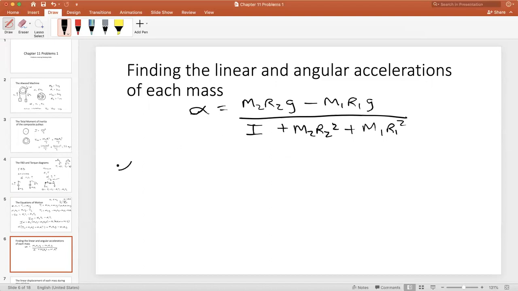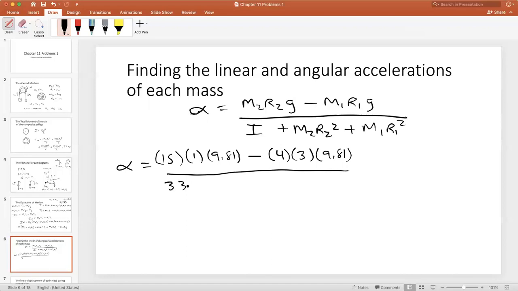And then we're dividing by all the masses in their rotational form. So we know everything in this equation. Remember that mass two was 15. So we get 15, R2 was one, times 9.81, minus mass one was four, R1 was three, and this is 9.81.